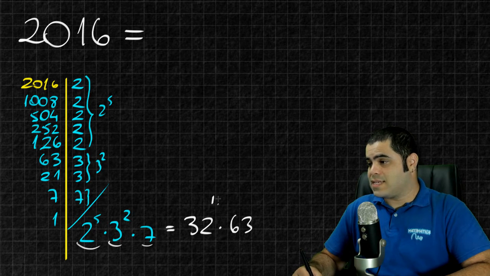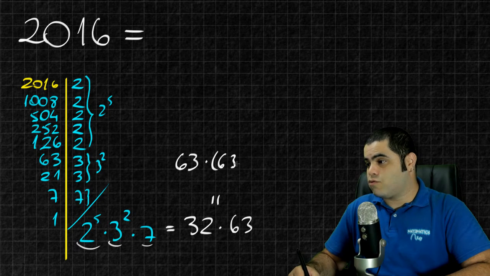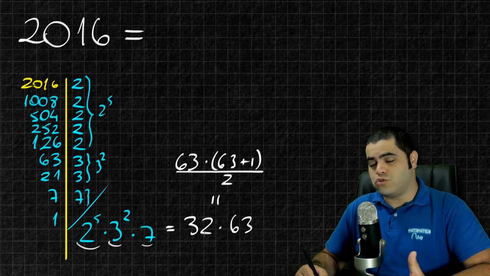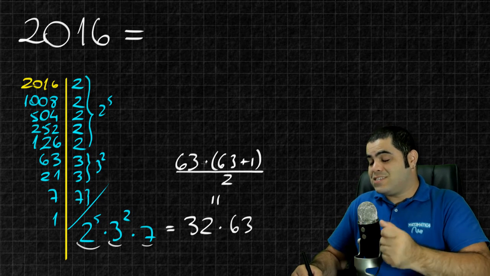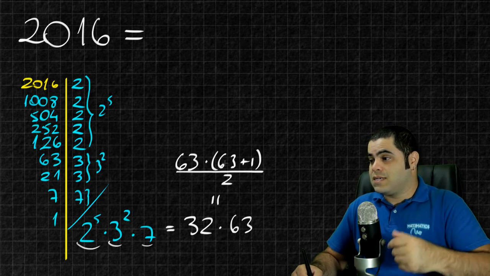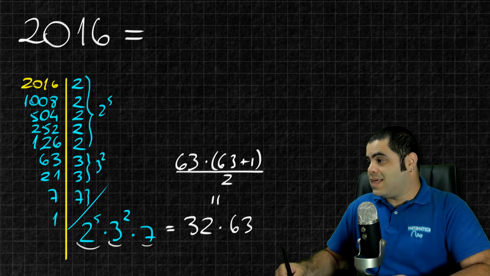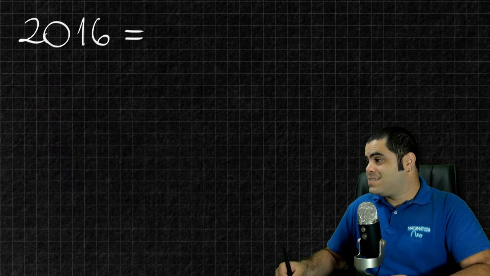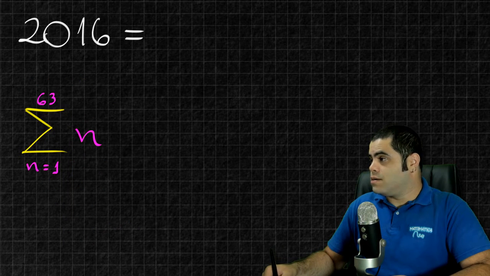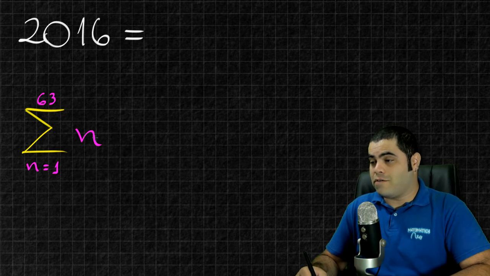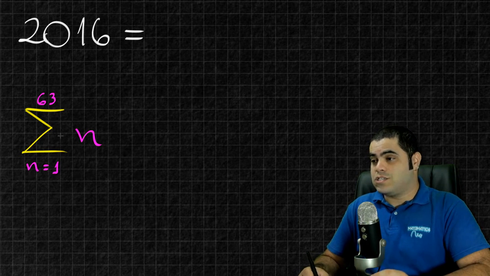And so this is the same thing as 63 times (63 plus 1) divided by 2. 63 plus 1 is 64, divided by 2, 32, right? And this is interesting because it's 63 times the consecutive number, which is 64, divided by 2. And that means that 2016 is the sum of all natural numbers from 1 until 63, right? Is the sum of n from n equals 1 until 63.